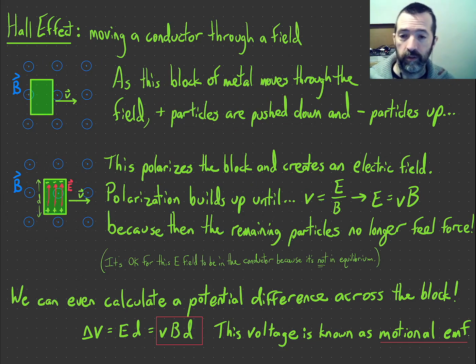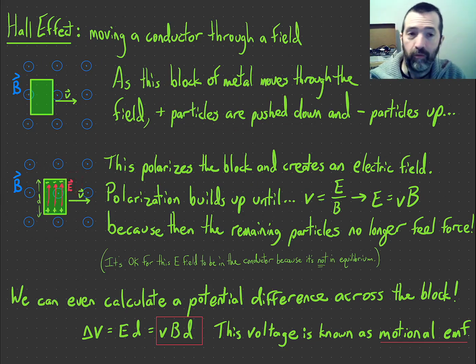The electrons are bunching up at the top. That means that there is a lack of electrons down at the bottom. And the longer the block is moving through this field, the more electrons are going to get bunched up at the top, and the charge separation, or the polarization, will get stronger and stronger. But there is going to be a limit to how strong the polarization gets, because as I polarize the block, I set up an electric field inside the block.